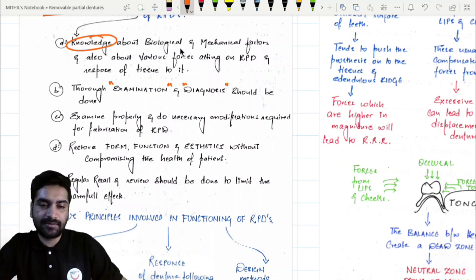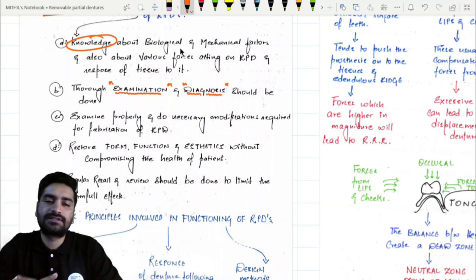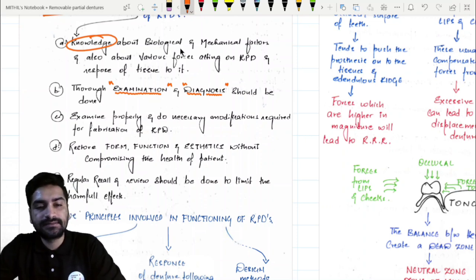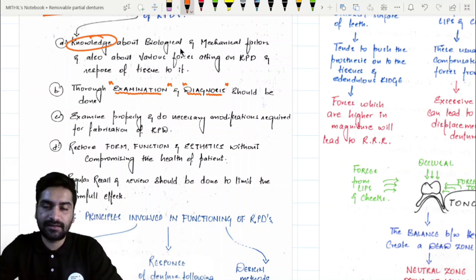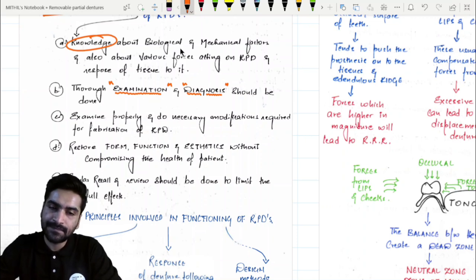Second thing was that thorough examination and diagnosis should be done. So a proper examination of various parameters which are required to plan and design an RPD, and an accurate diagnosis should be given. Third, you should examine properly and do whatever modifications are needed. We have discussed incomplete dentures, we discussed pre-prosthetic mouth preparation. That is, before we start the treatment, there are several things which have to be evaluated and then modified based on our design of the prosthesis. In the same way for RPD also, various necessary modifications should be done.